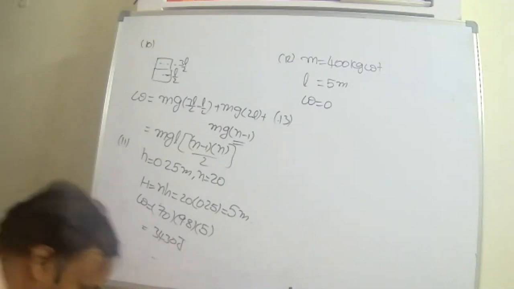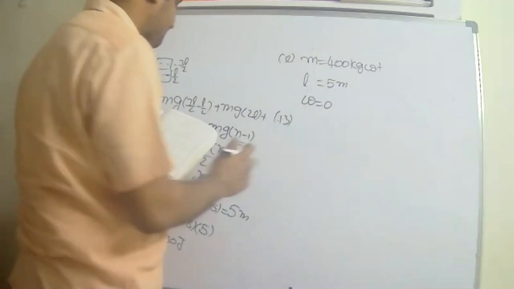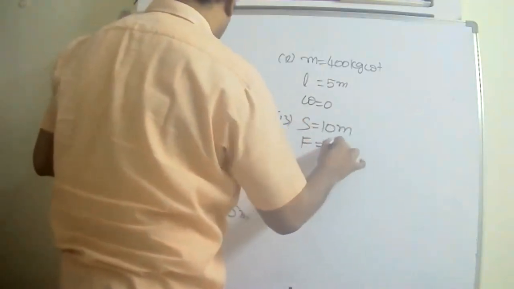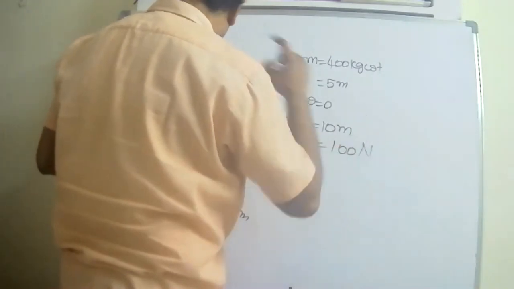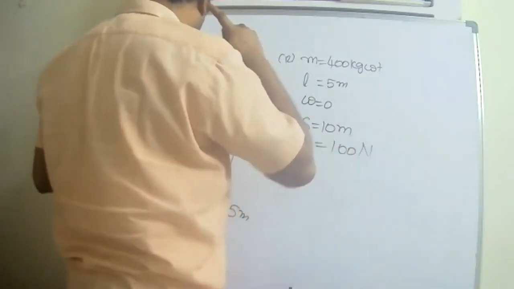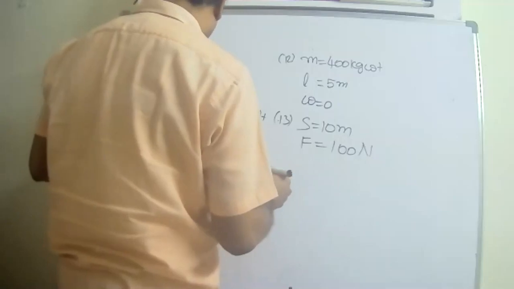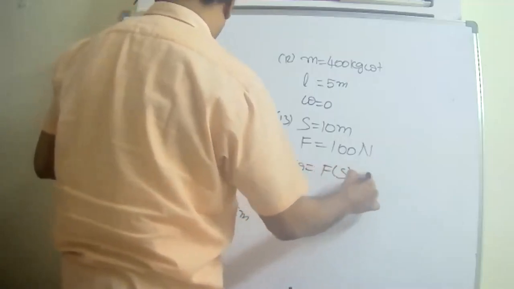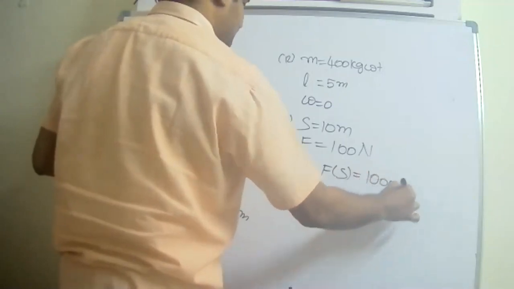Next, a man pushes a land roller to a distance of 10 meters by applying a force of 100 newtons in a direction making an angle to the ground. Work done is equal to F into S. So 1000 joules.